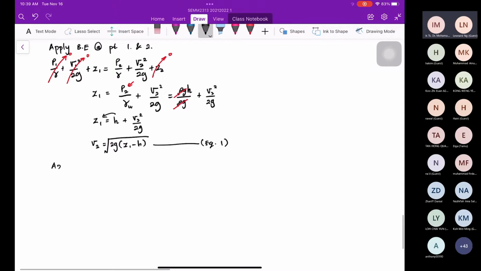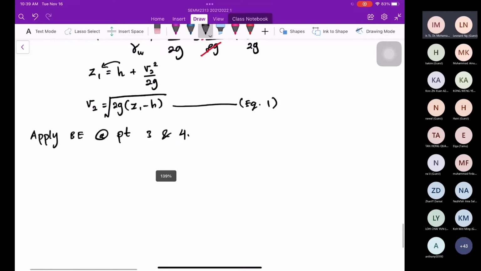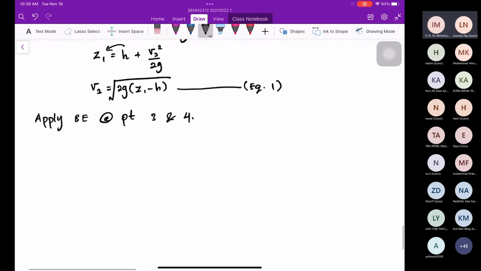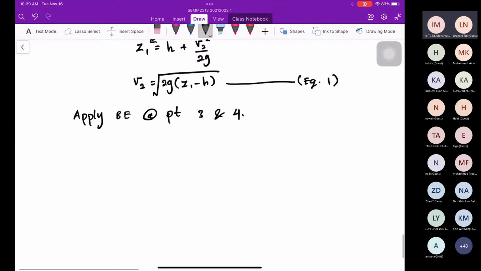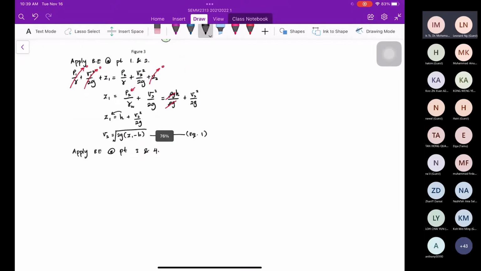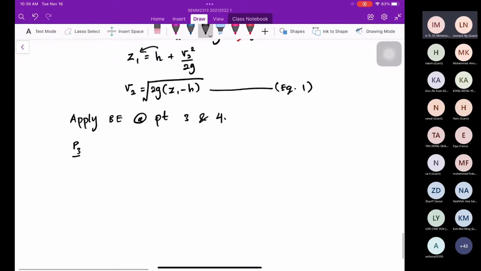Apply the Bernoulli equation at points 3 and 4. Again, write down the equation: P3 over gamma plus V3 squared over 2G plus Z3 equals P4 over gamma plus V4 squared over 2G plus Z4.